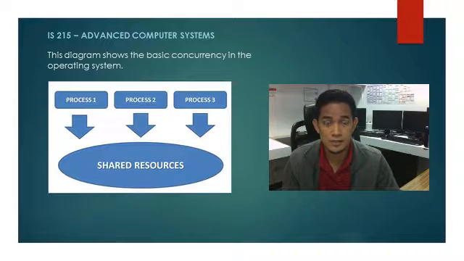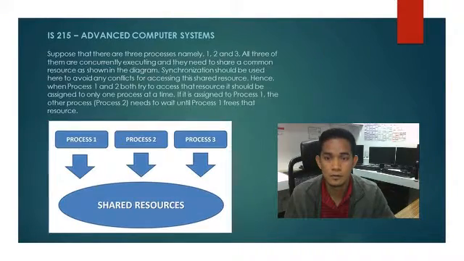This diagram shows a very basic example of concurrency in the operating system. Suppose that there are 3 processes, namely 1, 2, and 3. All 3 of them are concurrently executing and they need to share a common resource as shown in the diagram. Synchronization should be used here to avoid any conflicts for accessing this shared resource. Hence, when process 1 and 2 both try to access that resource, it should be assigned to only one process at a time. If it is assigned to process 1, the other process, which is process 2, needs to wait until process 1 frees that resource.